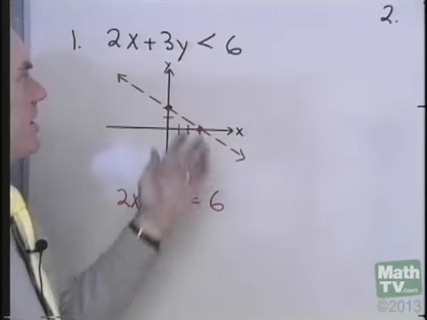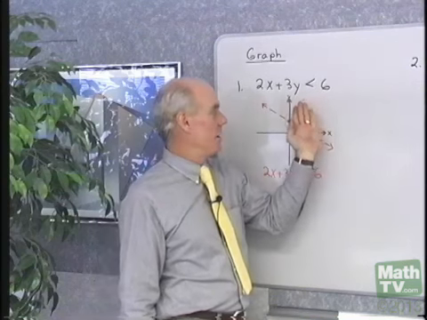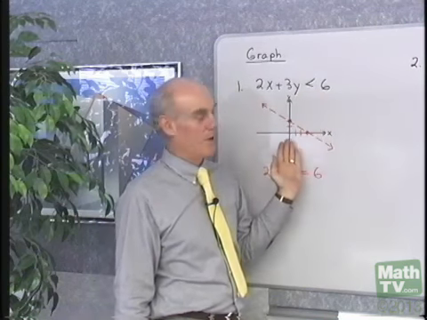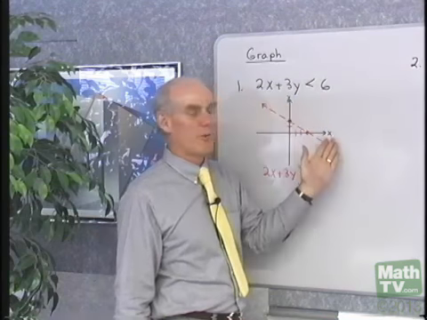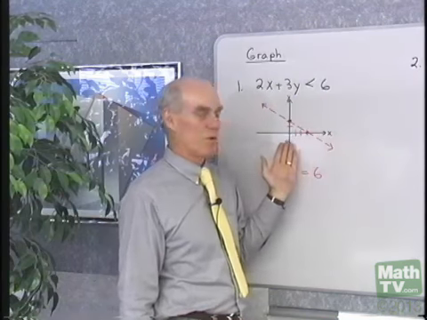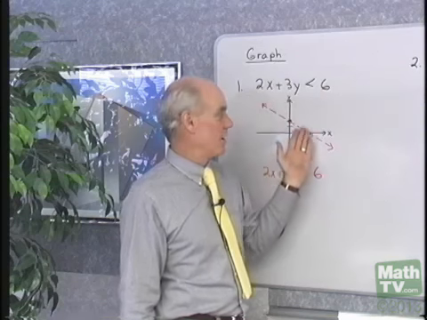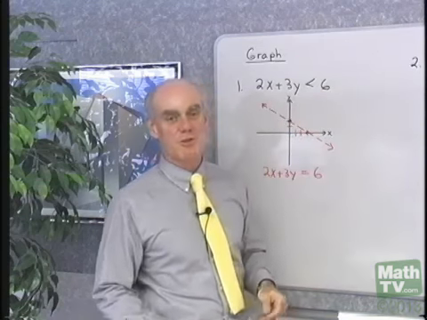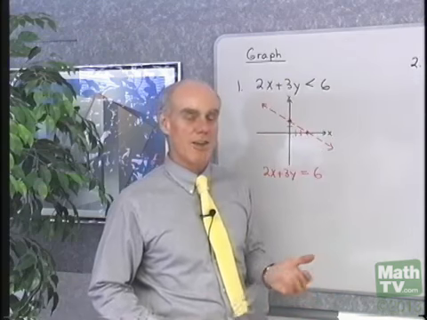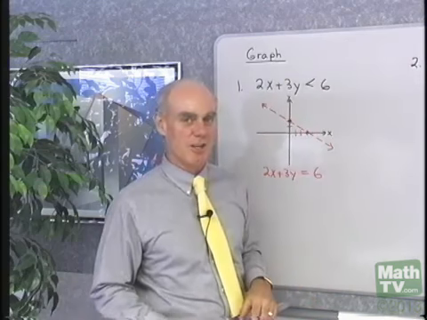Now, the graph of this linear inequality is either above this line or below this line. If it is above the line, then all the points above the line work, and none of the points below the line work. If it's below the line, then all the points there work, and none of the ones above it work. So all we have to do is choose any point whatsoever that's not on that boundary line and check it in the original inequality.